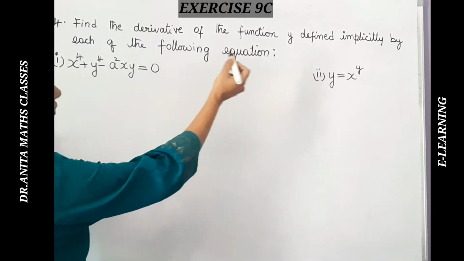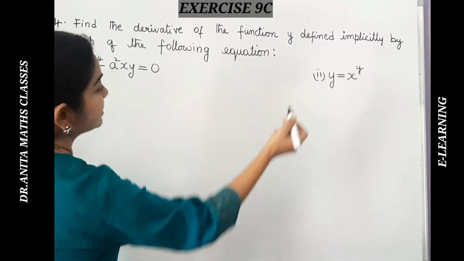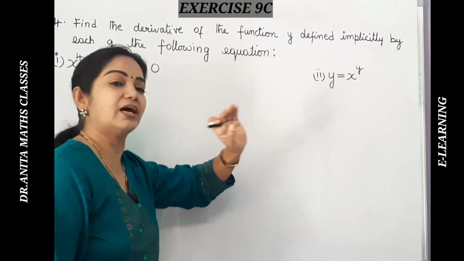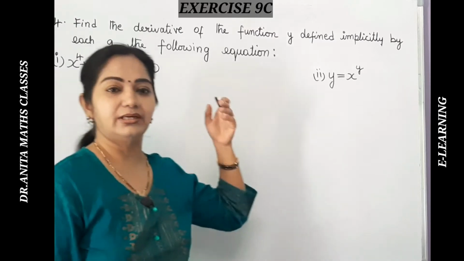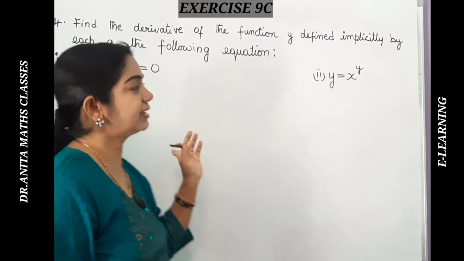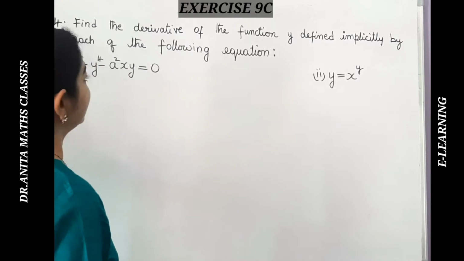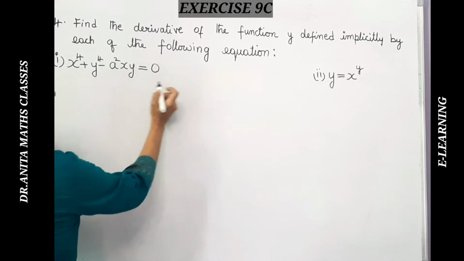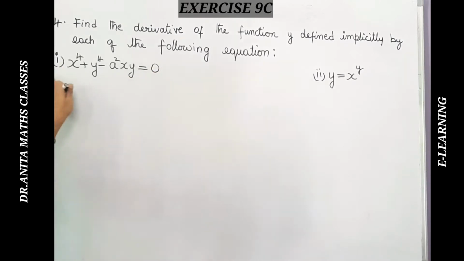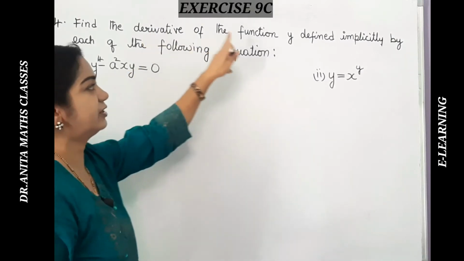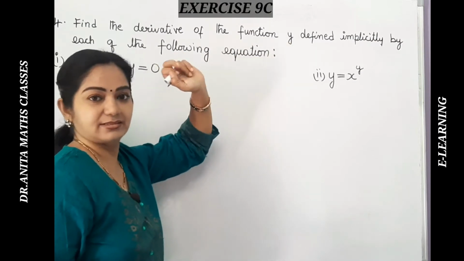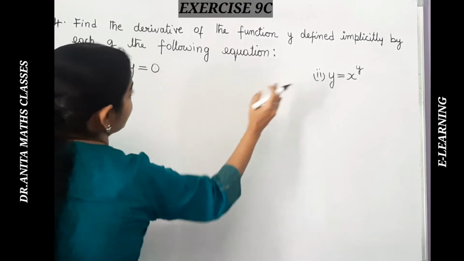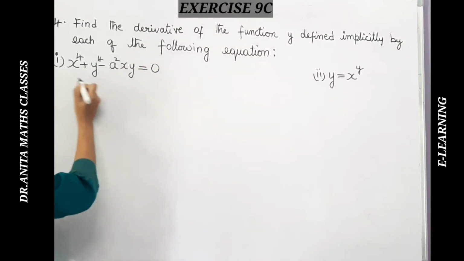Find the derivative of the function y defined implicitly by each of the following equations. Now till now we have done only some functions and derivating some functions, but now from the fourth bit we have the equations, some equation is equal to 0. So for such equations we have to find the derivative of the function y. Now let's proceed. I have noted down two problems in this fourth one. Now let's start with this.